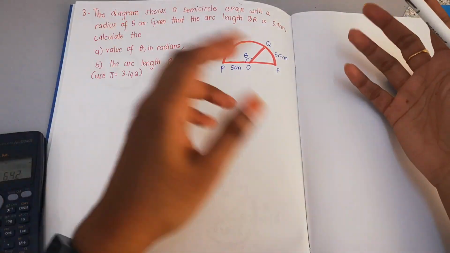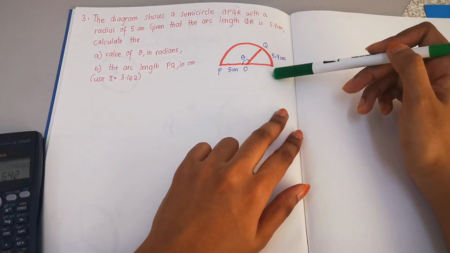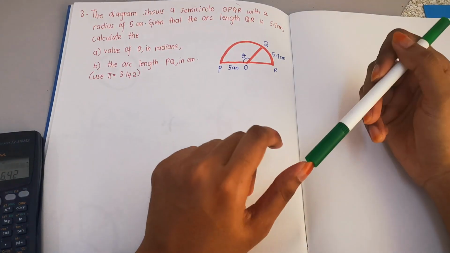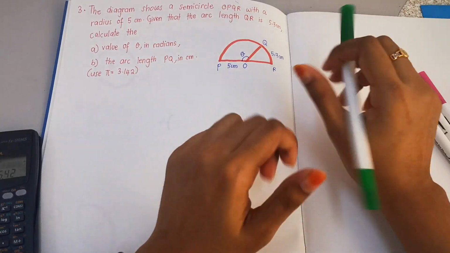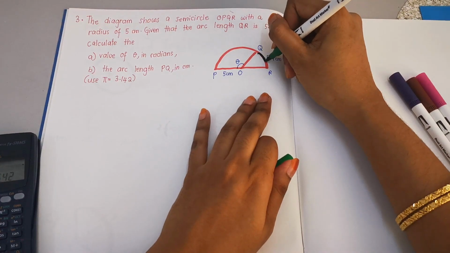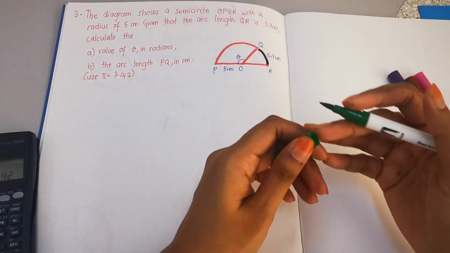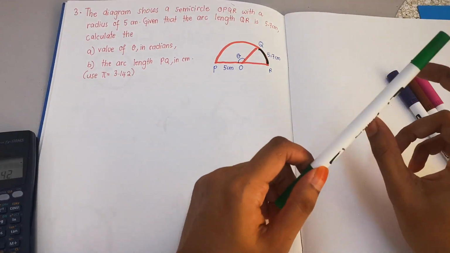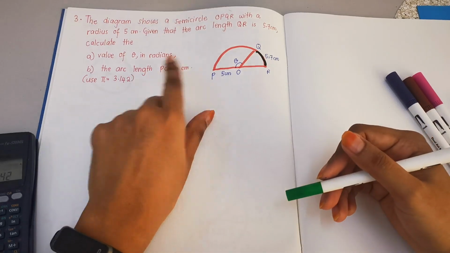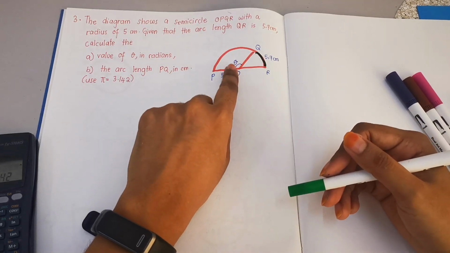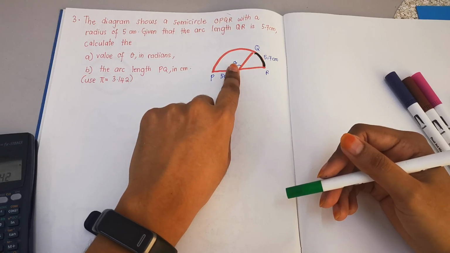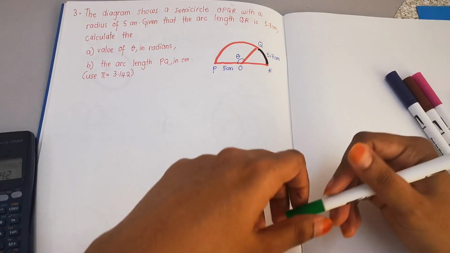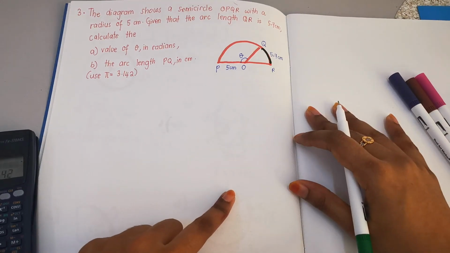It's a semicircle OPQR, okay, with radius of 5. So radius is given. And the arc length of QR is 5.7. So the smaller arc length is 5.7. Find the value of theta. So theta is over here. So this theta is the one we are supposed to find. Okay, so let's find this. How to find this value of theta?